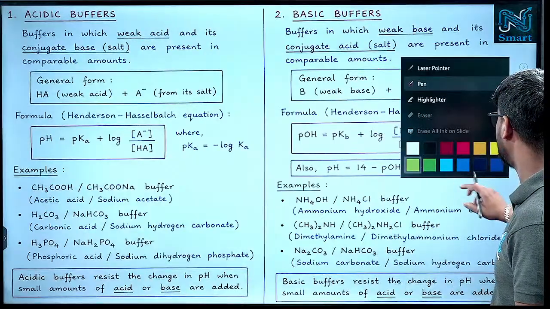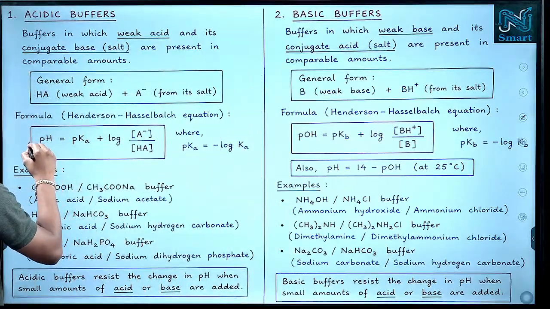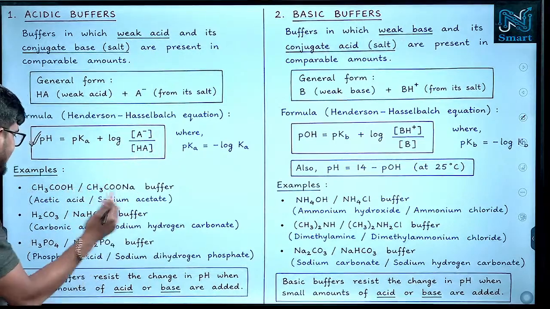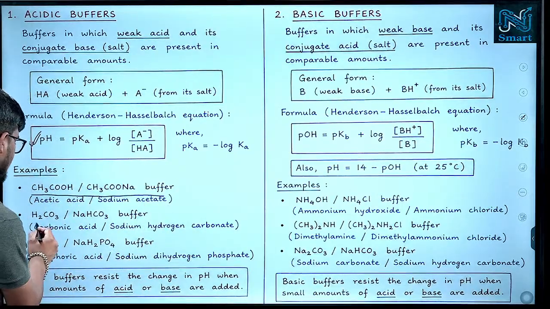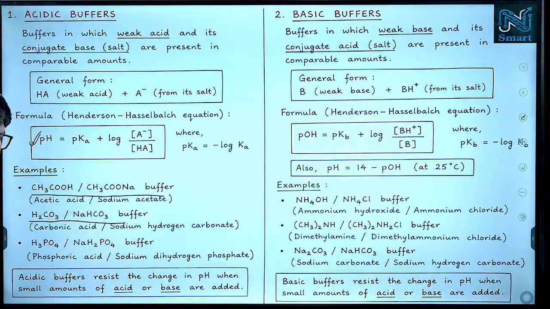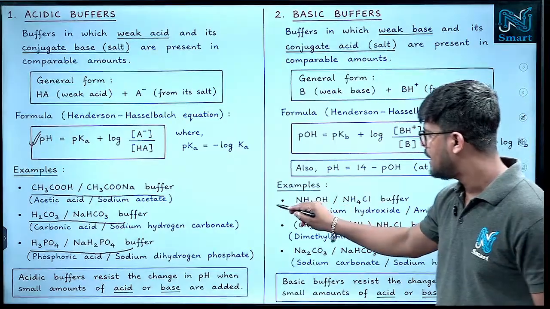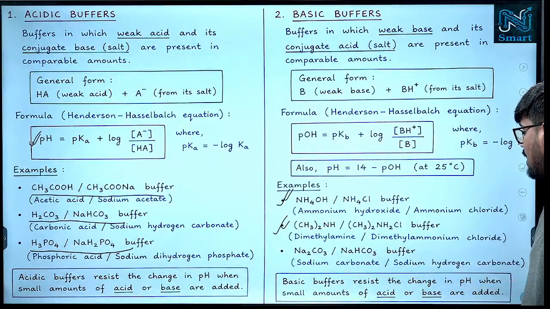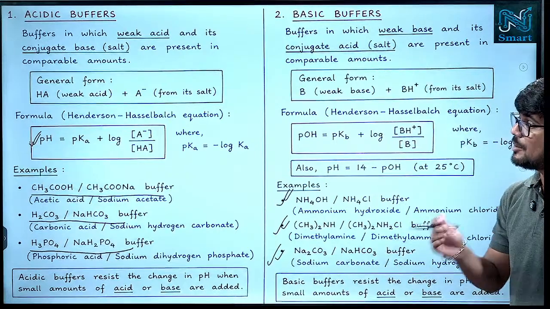So this is a very important slide. This is the pH calculation: pH equals pKa plus log of concentration of salt by concentration of acid. Just check, this is one example: acetic acid plus sodium acetate, then H2CO3 carbonic acid and its corresponding salt, then H3PO4 phosphoric acid and its corresponding salt. These are examples of acidic buffer. Now basic buffer, here you can see NH4OH and NH4Cl, the famous one. Next, dimethylamine and dimethyl ammonium chloride. The last one is Na2CO3 and NaHCO3. So these are the examples of buffers.